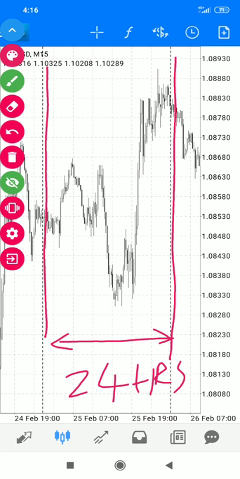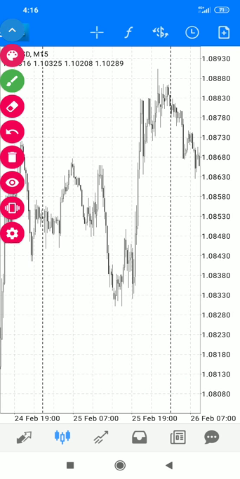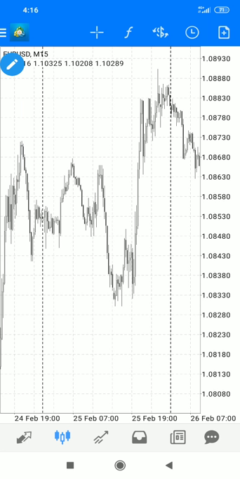So let's get into the times for the sessions. We said we'll start off with the Asian, then we'll come with the London, the New York, then we'll end with the Sydney session. The Asian session opens at 1 a.m. and closes at 9 a.m.